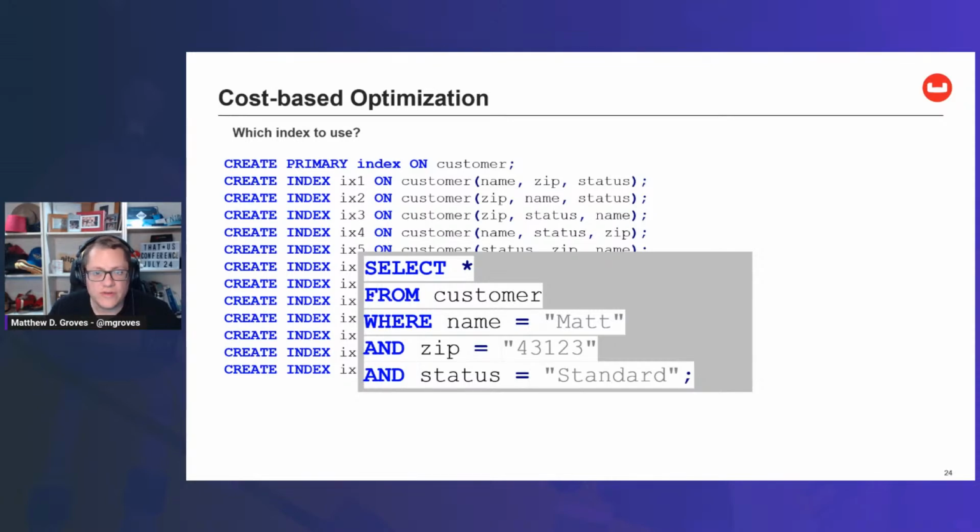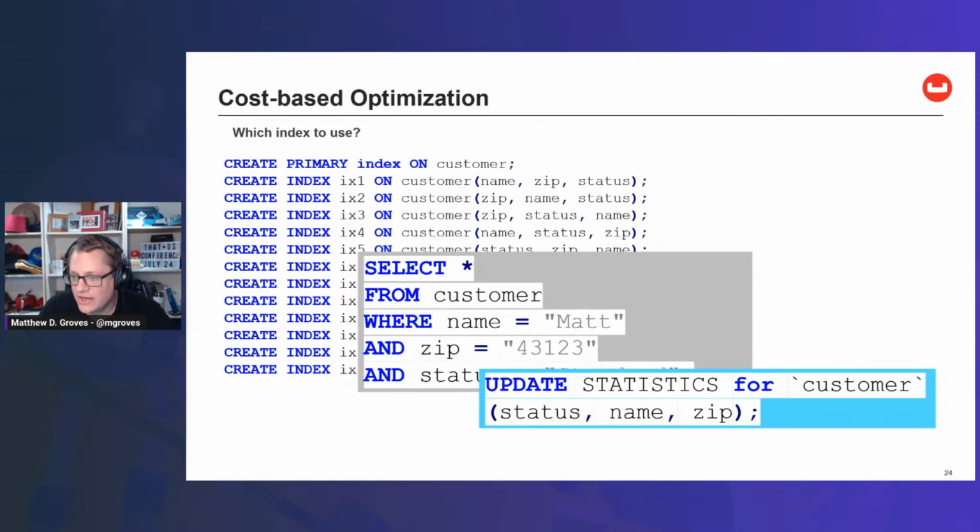So what that's going to do is pick the best index based on statistics. And what do we need for that? We need to update statistics. Just like you would in the SQL world, update statistics for a table, you can do the same thing for a collection.